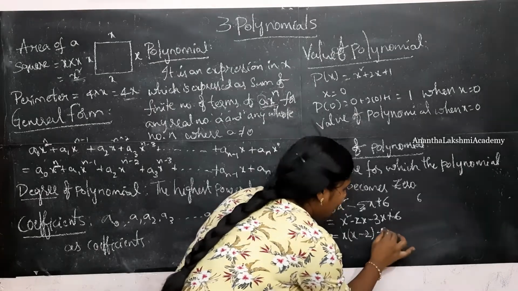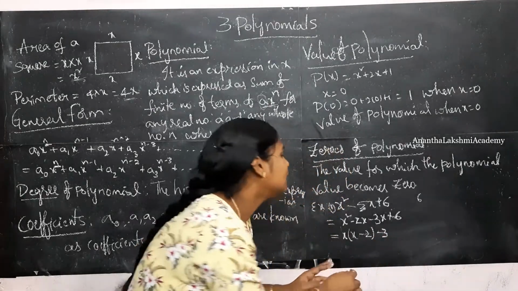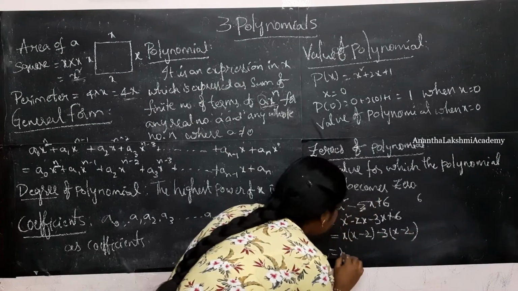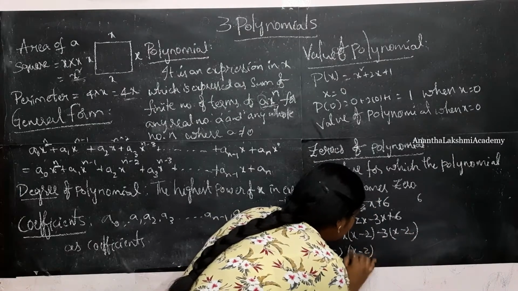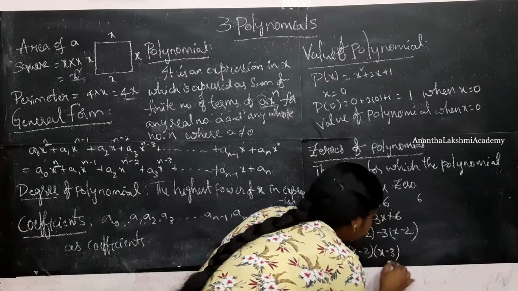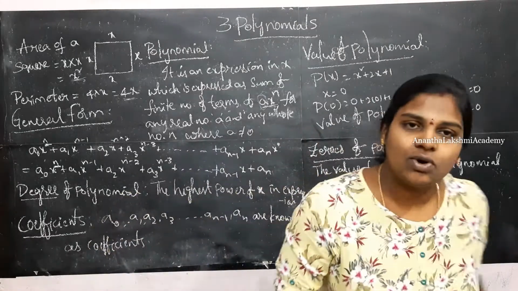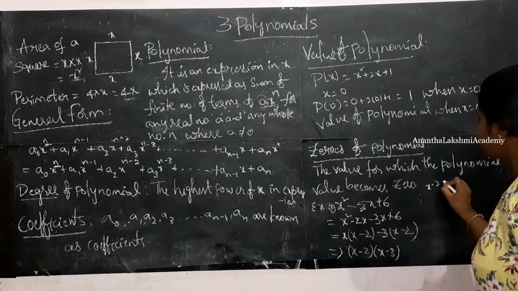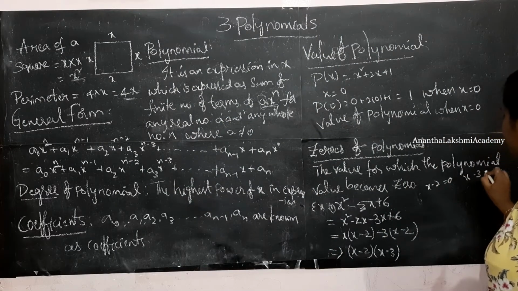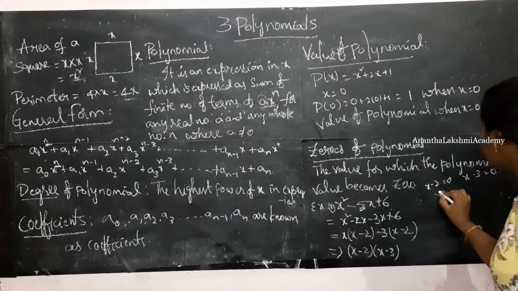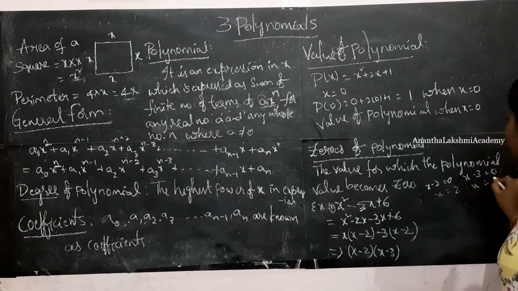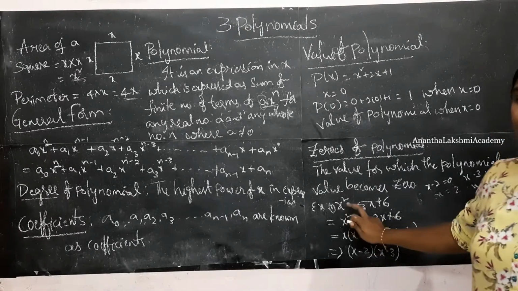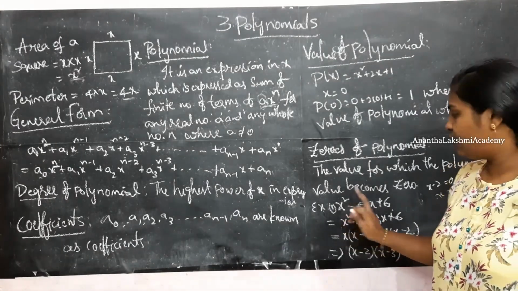In these two, I am taking out minus 3 as a common factor, which becomes x into x minus 2. So this is x minus 2 into x minus 3. If I equate them to 0, I'll get x minus 2 is equal to 0, x minus 3 is equal to 0, x is equal to 2 and x is equal to 3.